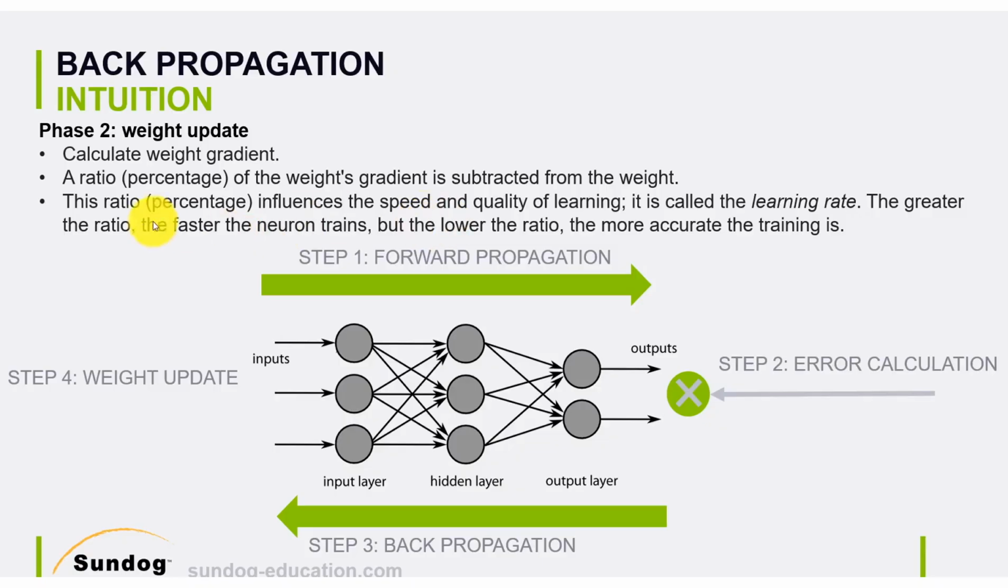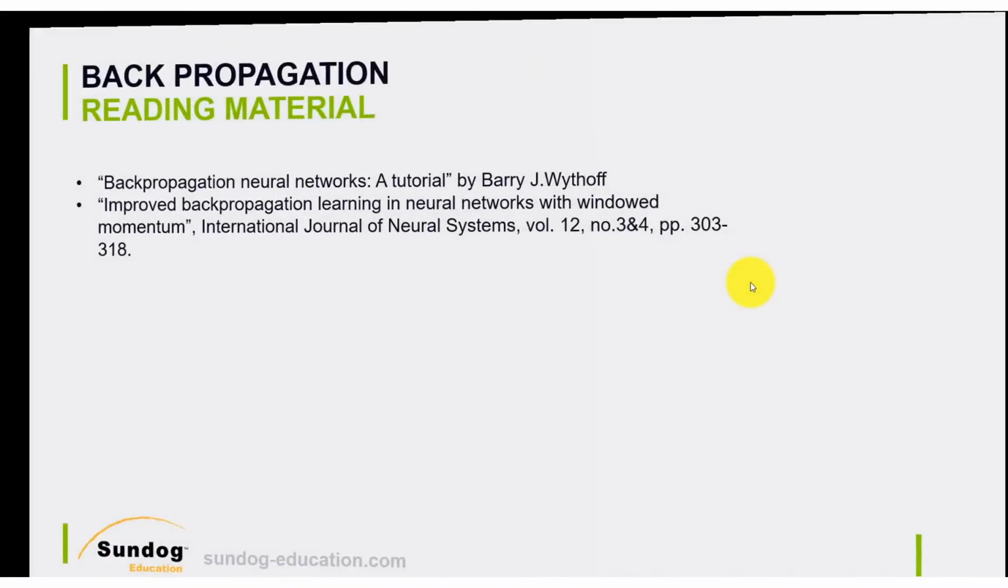If you want to go really aggressive and learn really fast, we're going to use a very high learning rate. So again, the greater the ratio, the greater the learning rate, the faster the neurons train. However, if we use a lower value, the training is going to be more accurate. It might take a longer time, but we're going to achieve more accurate results. And that's backpropagation in a nutshell.